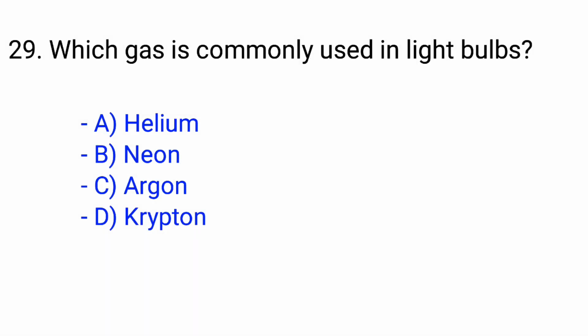Question number 29. Which gas is commonly used in light bulbs? Option A. Helium. B. Neon. C. Argon. D. Krypton. The correct option is option C. Argon.